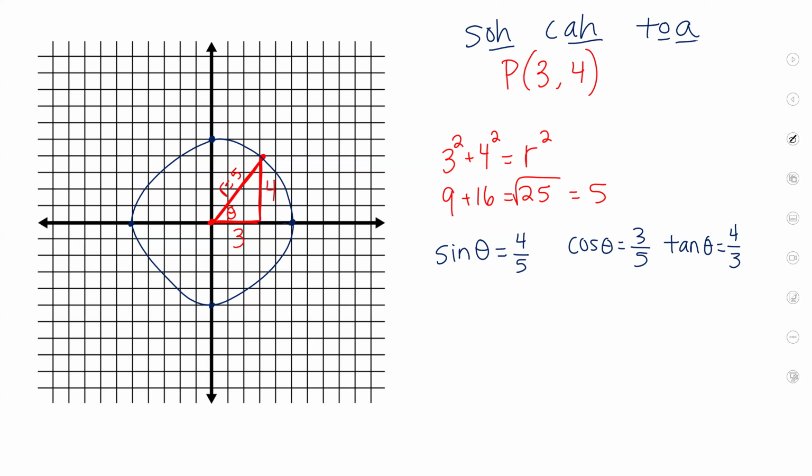Opposite over adjacent. Now, I'm going to do the reciprocals of these. The reciprocal for the sine is cosecant. Cosecant of theta, just do the reciprocal, is 5/4. Secant of theta is 5/3. And cotangent of theta is 3/4.